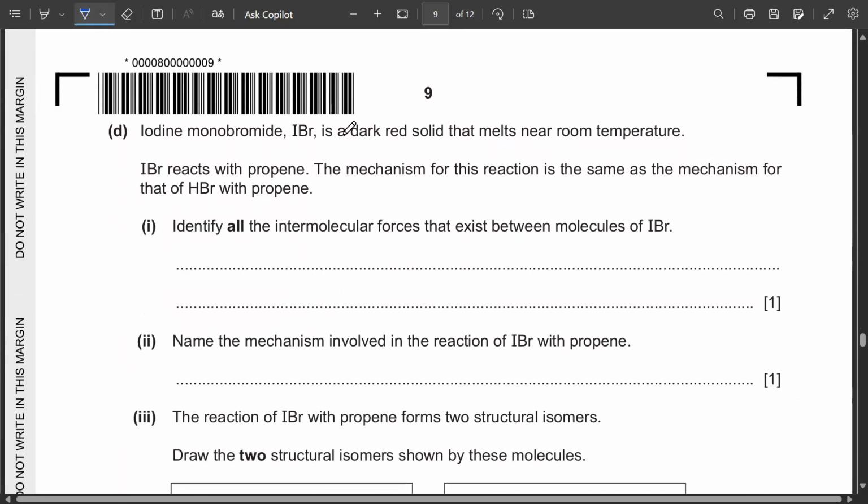The next is D. Iodine monobromide, IBr, is a dark red solid that melts near room temperature. IBr reacts with propene. The mechanism for this reaction is the same as the mechanism for that of HBr with propene. Identify all the intermolecular forces that exist between molecules of IBr. So, which intermolecular forces must be present between the IBr molecules, all of them. For this purpose, you should remember the electronegativity values. I will show the electronegativity values for iodine and bromine from my notes.